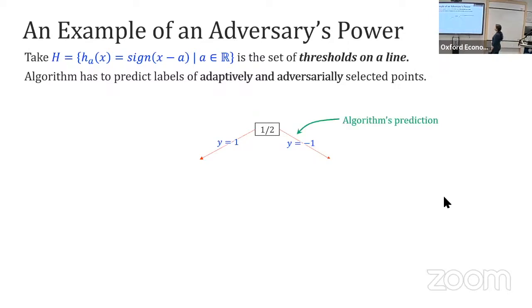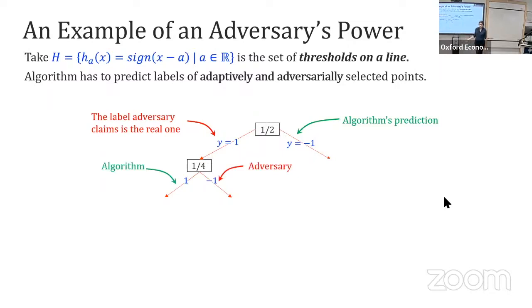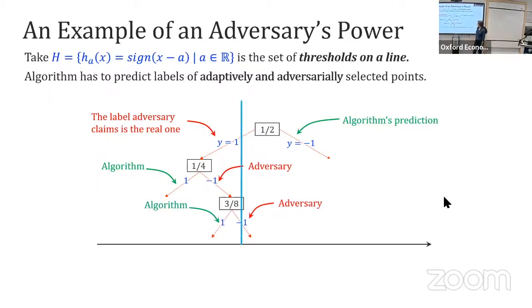Whatever it does, the adversary pretends that that was a bad idea, and says, oops, you made a mistake. Actually, the correct label was plus. Let's continue this. It'll ask the next question, 1/4. And then the algorithm again wonders, and whichever way it goes, the adversary goes the other way, and the other way, and the other way. And at the end of the day, the adversary has made sure that there was an H star in that class of H that was still consistent, okay?